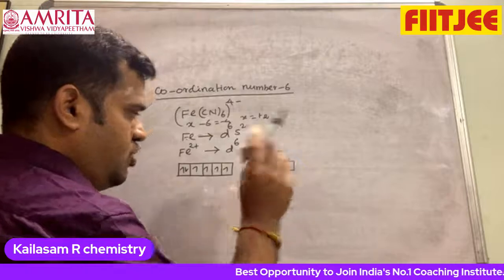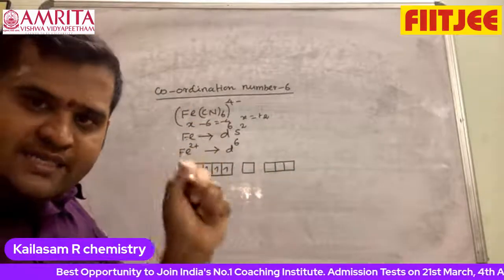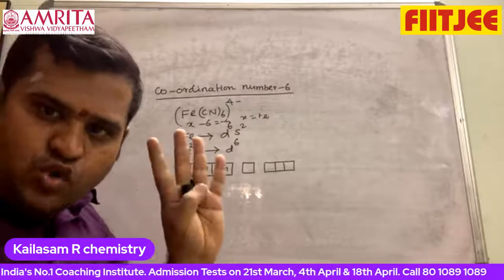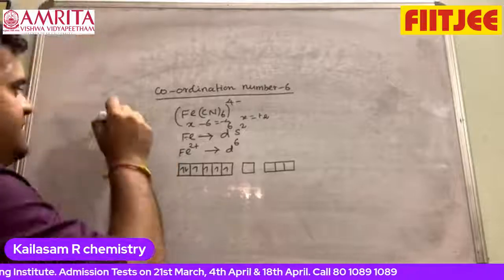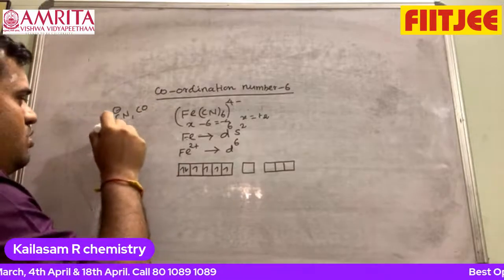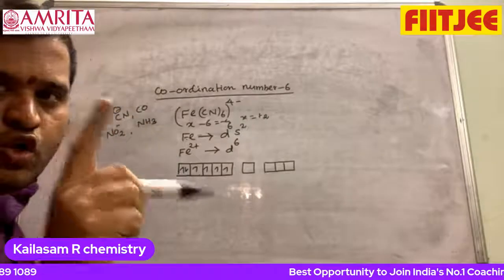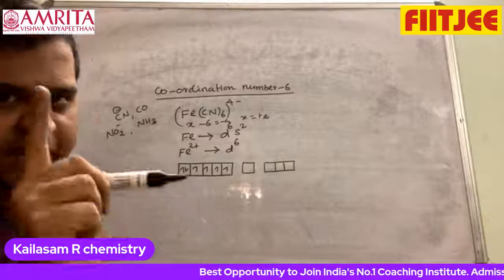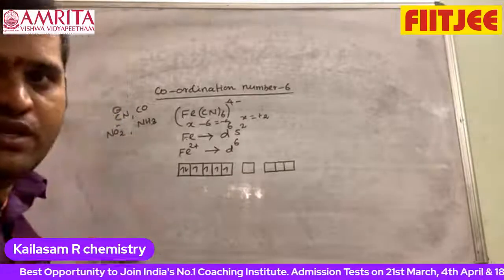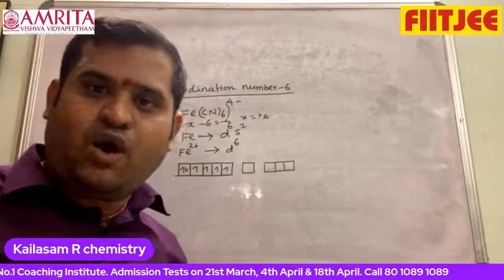I have drawn this. Now look at the ligand CN. CN is what? A strong ligand. Strong ligands are ammonia, CN-, CO, NO2-. Am I right? I am writing that: CN-, CO, NO2-, NH3. Nitrogen donors and carbon donors are strong ligands. Weak ligands are what? We can say the oxygen donors. Halogen donors are weak ligands.